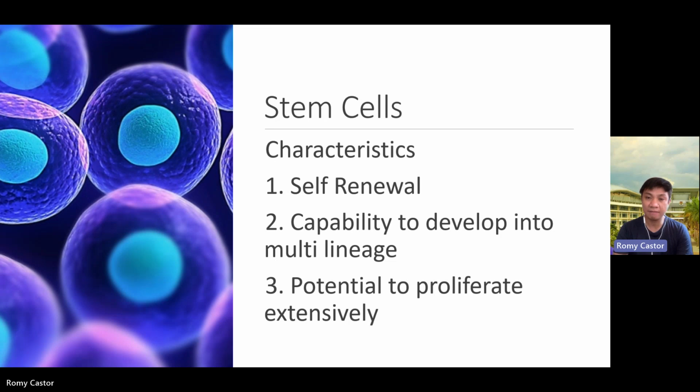But most likely in self-renewal, the daughter cell still resembles the parent cell. We also have the capability to develop into multi-lineage. That's a property of our pluripotential stem cell, where it can develop into different cell types. And number three, we have the potential to proliferate extensively, which is still under the influence of the different growth factors. But we need to consider that our normal stem cells in our body proliferate and differentiate into daughter cells that still resemble the parent cells.